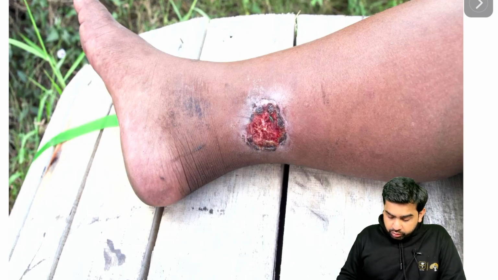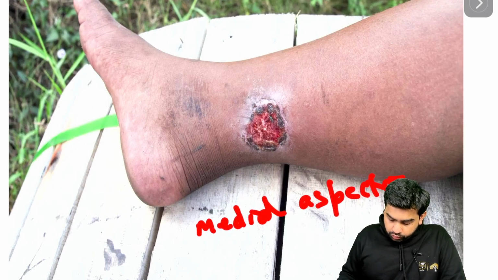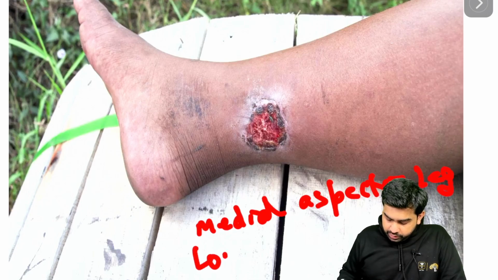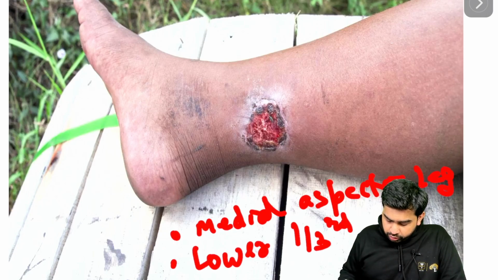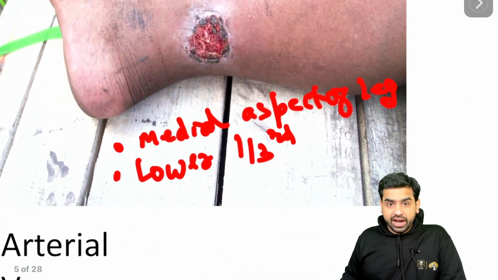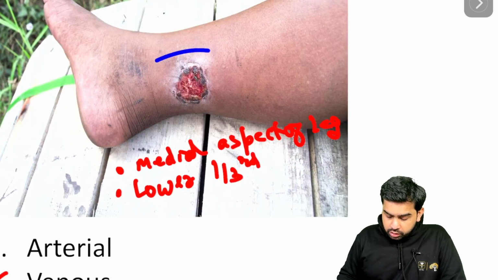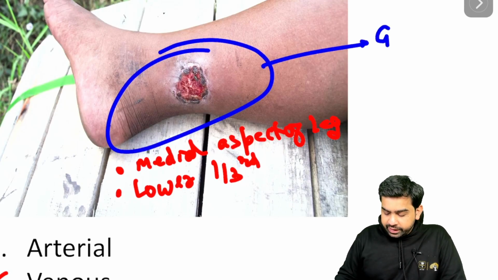It is basically occurring on the medial aspect of the leg in the lower 1/3. Okay, so this is the characteristic location of a venous ulcer. What is this particular area known as? This particular area is known as Gator's area.